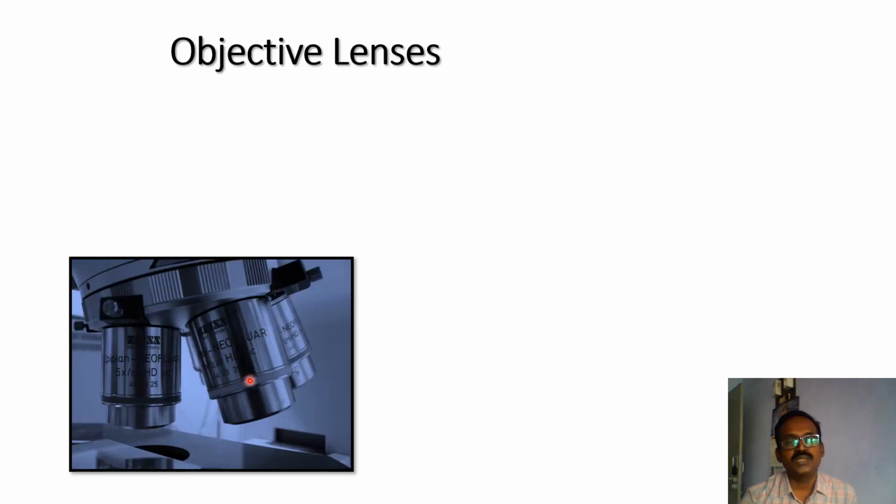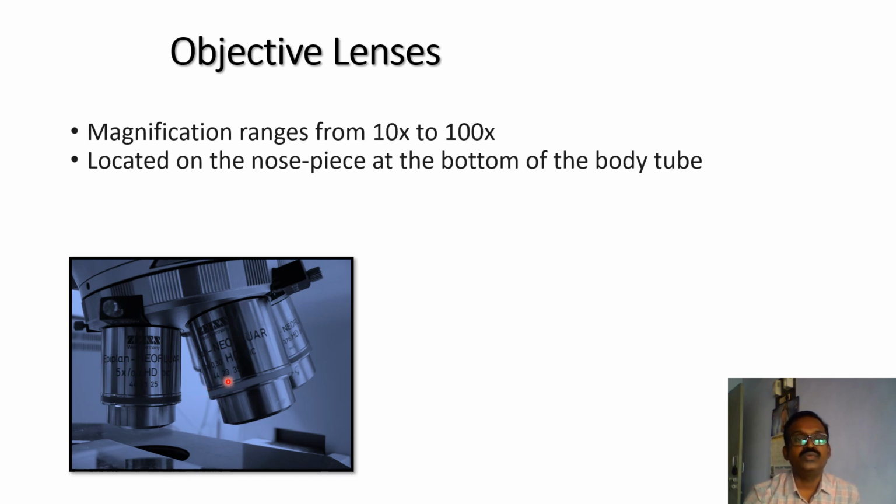These are the objective lenses. There are three types of objective lens: 10x, 40x and 100x. 10x is used for low power, 40x is used for high power, and 100x is used for the oil immersion objective. They are located on the nose piece at the bottom of the body tube.